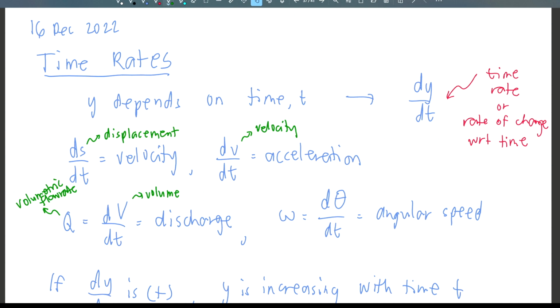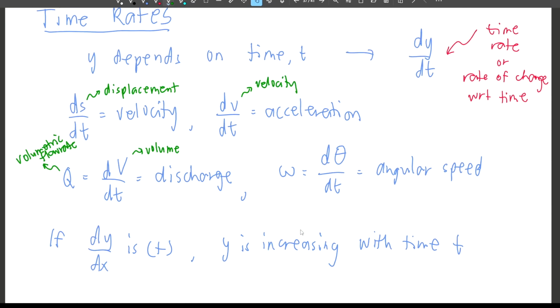And then it can also be angular speed. We have here omega, wherein it's the change in theta over the change in time. This is basically your angle. So that's your position angle, and then that's your angular speed or angular velocity.